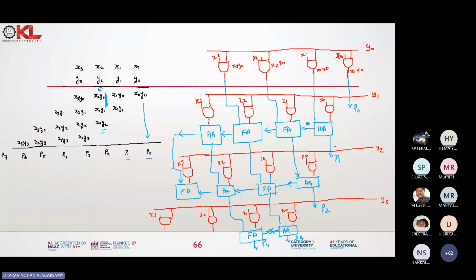So these two will be coming here, and this becomes what? Full adder once again. Why? Because this carry is getting propagated here. This becomes what? P5. P0, P1, P2, P3, P4, P5. Yes, P5.